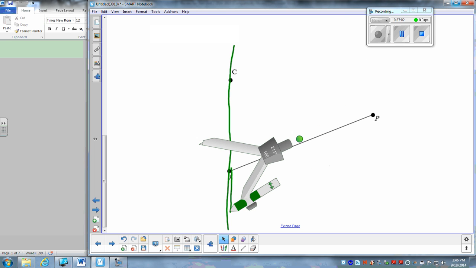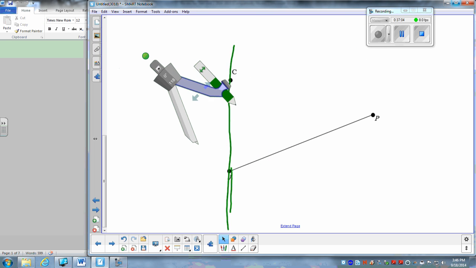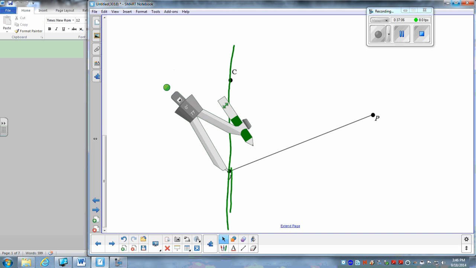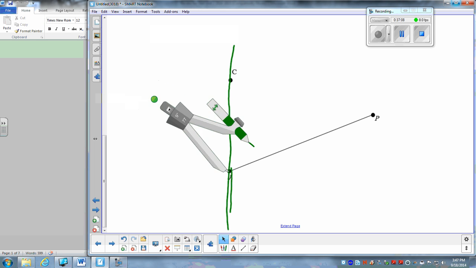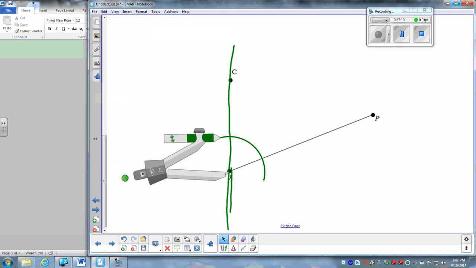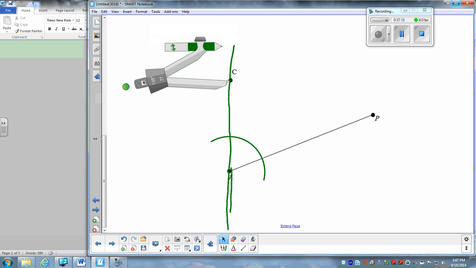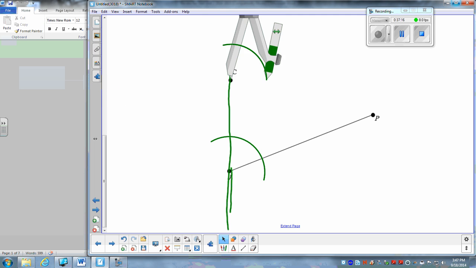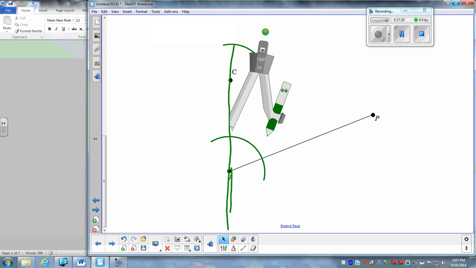So now I put my compass where my line intersected my original line, and I draw an arc. Then I move my compass up to point C, and I draw an arc. Same size arc. Then I want to measure this arc.